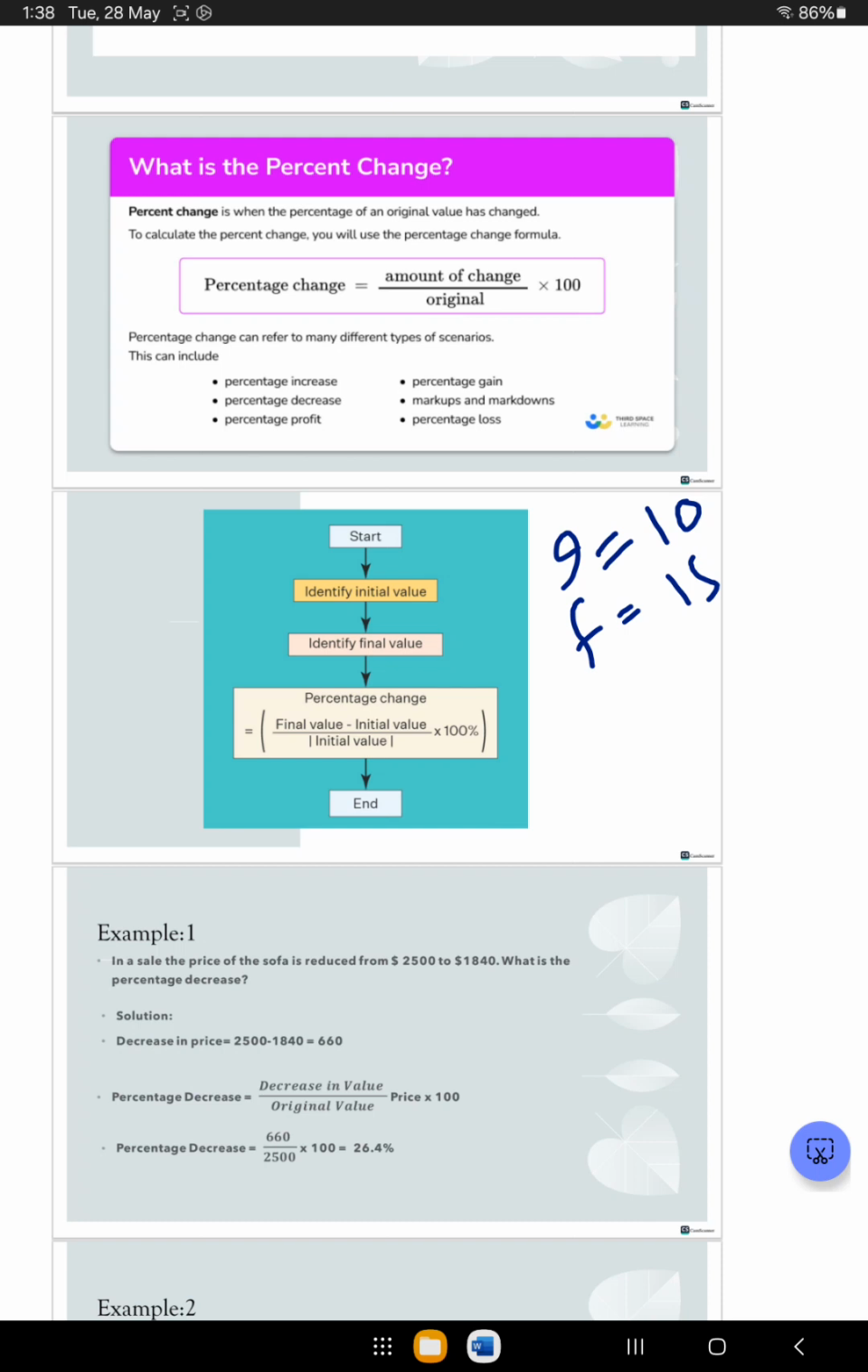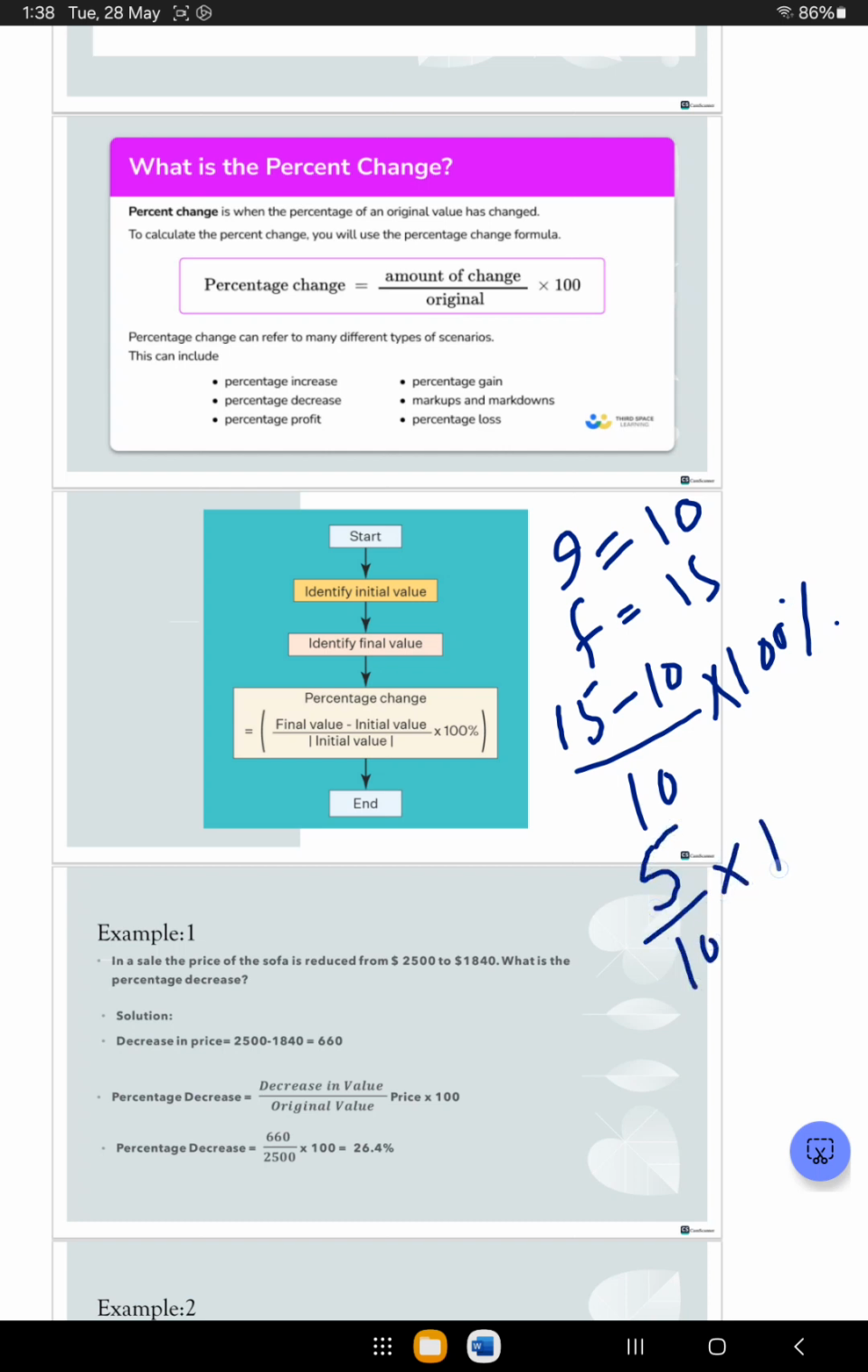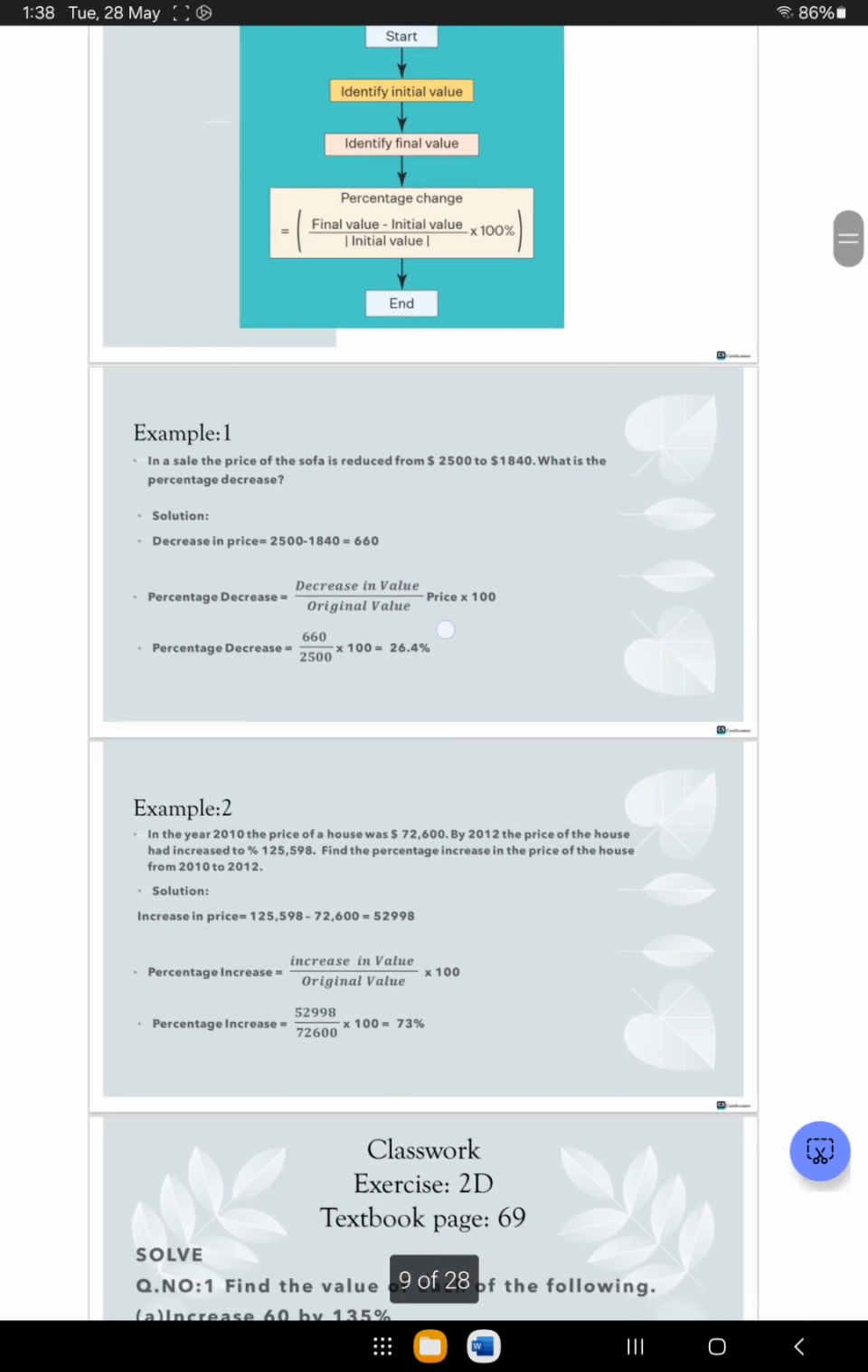As the initial value is 10 and final value is 15, that means the function is increasing. 15 minus 10 divided by initial value 10 times 100%. 15 minus 10, answer is 5, divided by 10, multiplied by 100%. 0 0 cancel out. 5 times 10 is 50%. Function is increased 50%. Here are two examples.